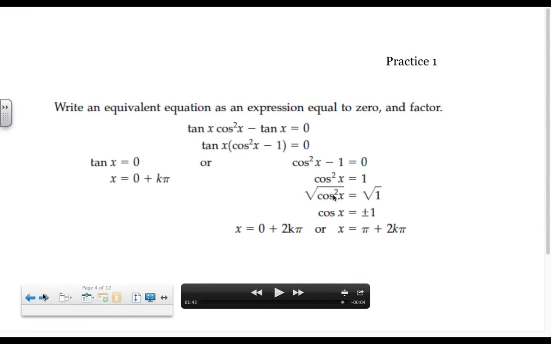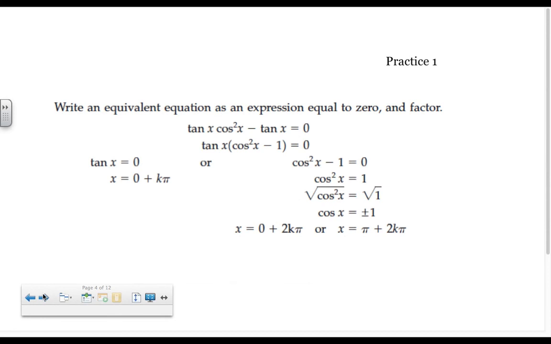So again, the hard part in these ones is the factoring. There's a lot going on. You have to realize that most of the rules that you already know about solving equations apply to this too. And you have to be able to apply your previous knowledge to this stuff.